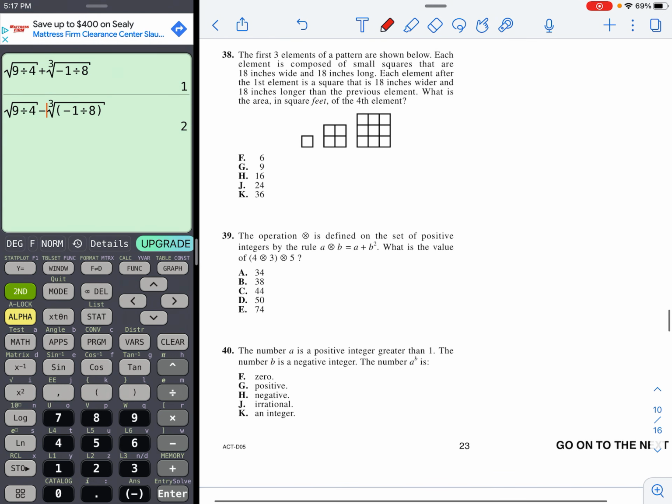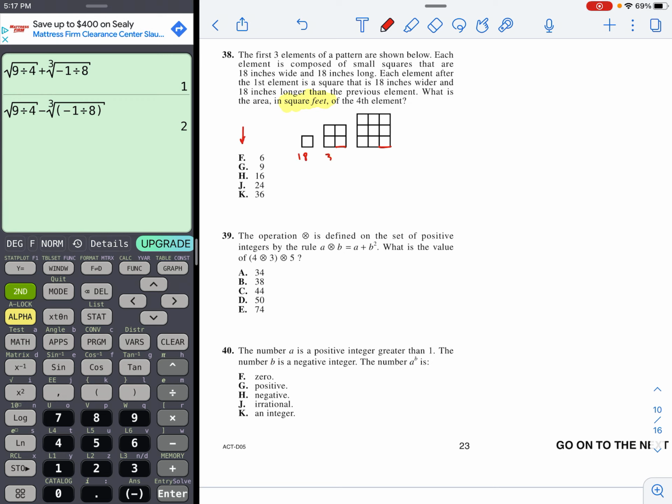Question number 38, the first 3 elements of a pattern are shown below. Each element is composed of small squares that are 18 inches wide and 18 inches long, okay? Each one is 18 inches longer. That makes sense because here's another 18, here's another 18. What is the area, careful, in square feet of the 4th element? Luckily they haven't been rude and given you answer choices in square inches, but it is a little bit tricky.